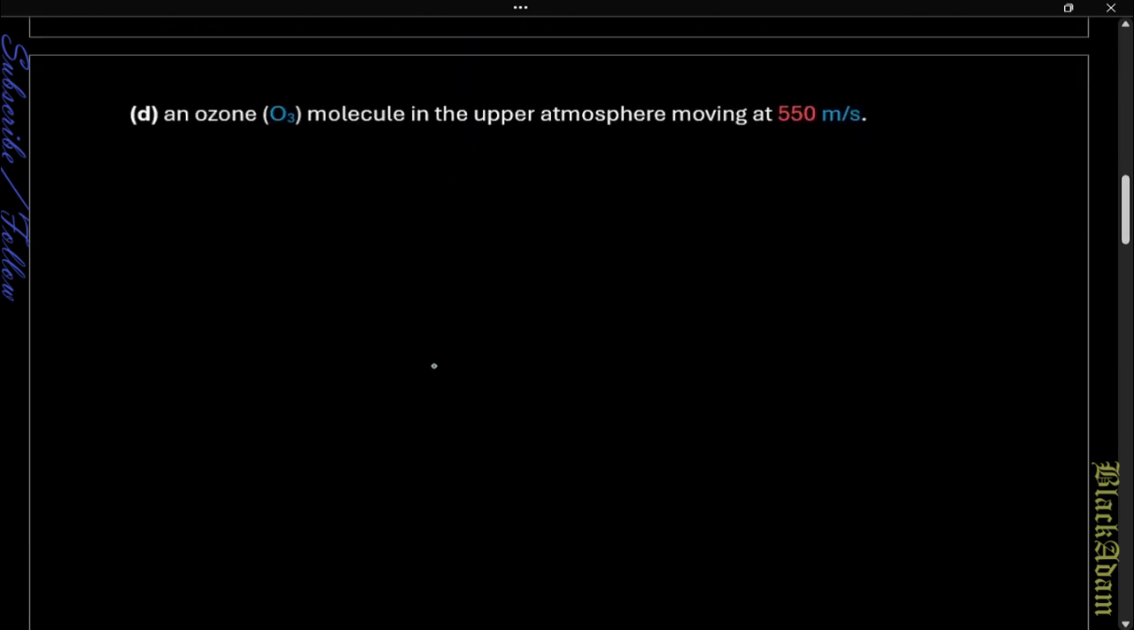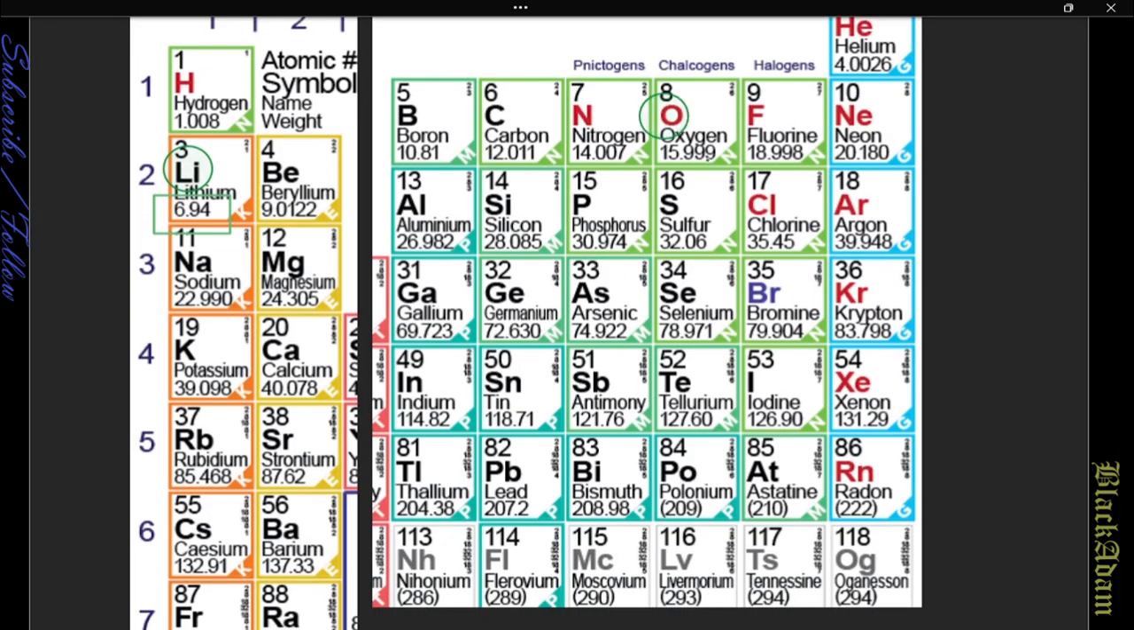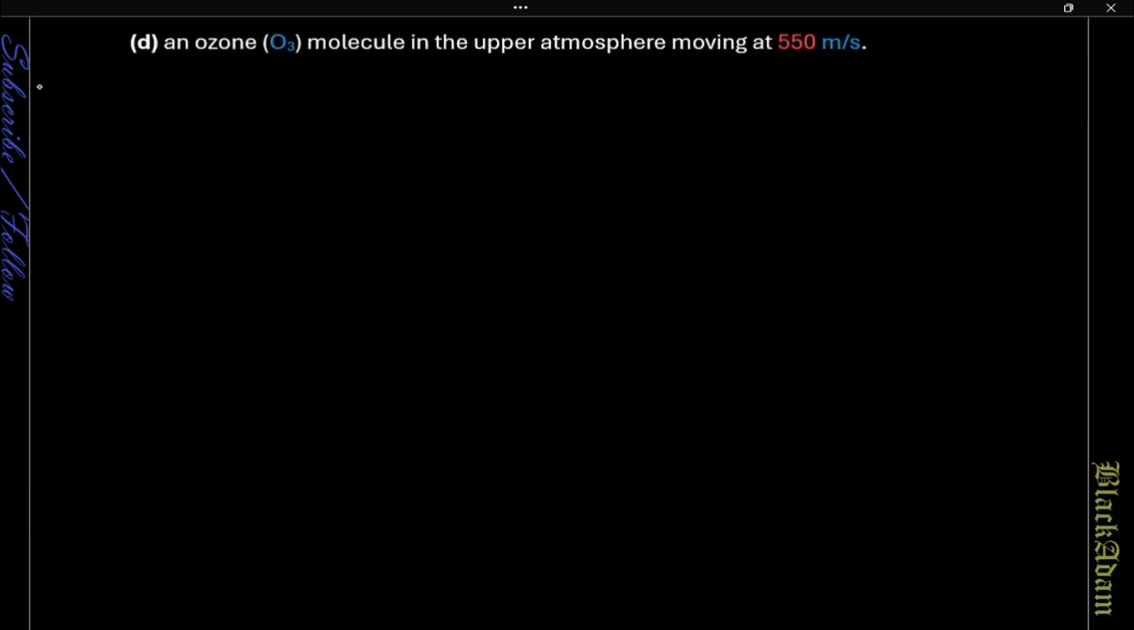And once again we have D. We are required to find ozone. So for the ozone layer, let us go check the periodic table. Oxygen is 15.99, so that's 16 gram per mole. So oxygen is 16 gram per mole, and then ozone is O3. So that's 3 multiplied by 16, which gives us 48 gram per mole of molecules.